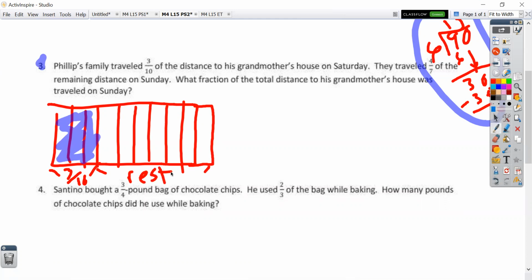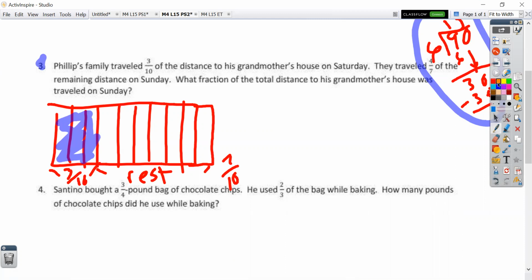This is where they try to trick us a lot. They tell us what information we already know, but then ask us to solve for what we don't know. Well, the rest is 7/10. If the first part was 3/10, well, the rest would be 7/10. And they're talking about traveling 4/7 of the rest of that. So we want 4/7 of 7/10.